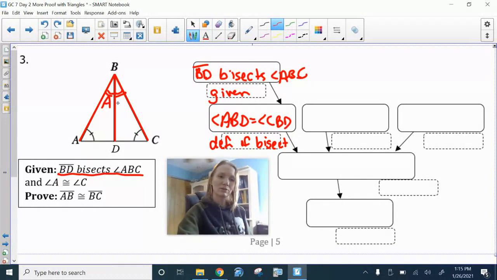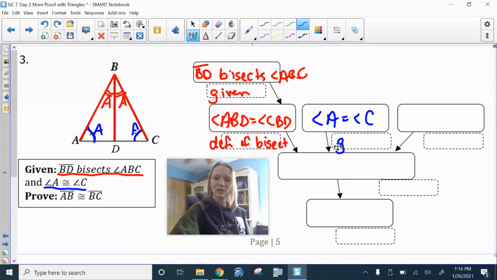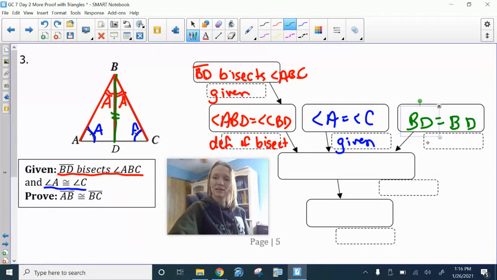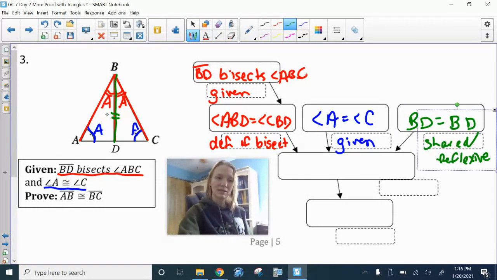So that's a pair of angles that we know match. We also were then given angle A and angle C match. So we're going to just go ahead and mark that in there. Angle A matches angle C. That's been given to us. And lastly, of course, we're pretty used to this one. They share the middle. BD is equal to BD. That's that shared or reflexive property. Okay, so that's a side that we know has to be equal. So that then is enough to say we have congruent triangles.